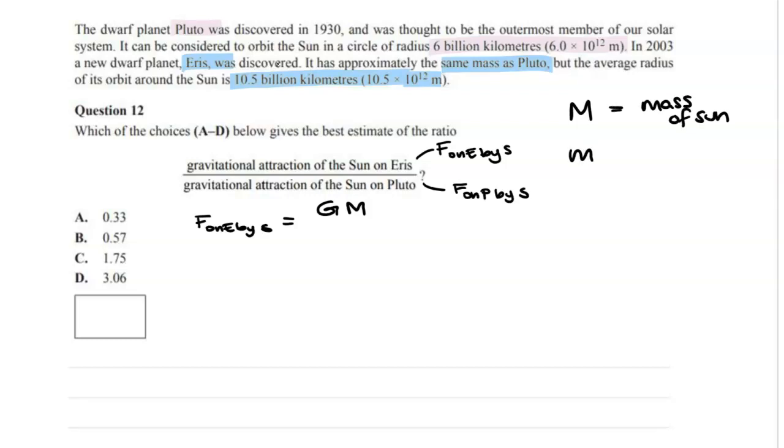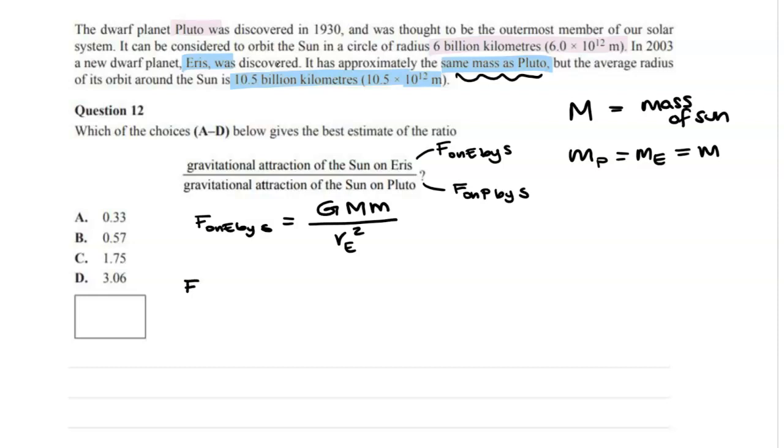Now, little m. I was going to say let's do M Pluto and M Eris, but we said that it was about the same mass, so let's just use that to represent m. So the mass of Pluto equals the mass of Eris. Let's just use little m to represent that. So G M m on, if we're talking about Eris here, we're interested in the radius to Eris squared.